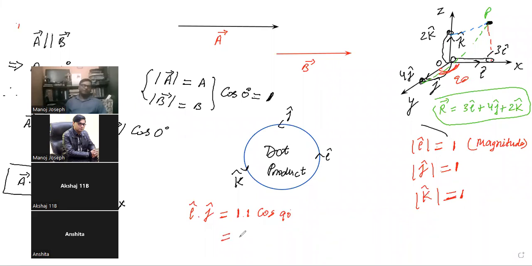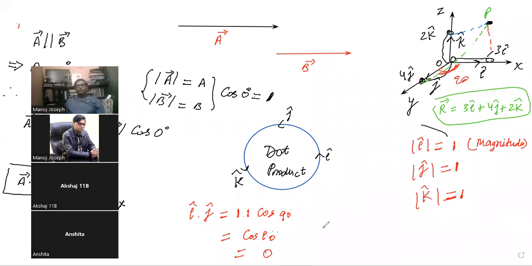So 1 into 1 is 1 itself, so no need to write 1. So it will be cos 90, and the value of cos 90 is 0. It means in dot product, when the vectors are mutually perpendicular, they produce 0 resultant. So their value is 0. When we multiply two vector quantities which are mutually perpendicular, their product is 0.